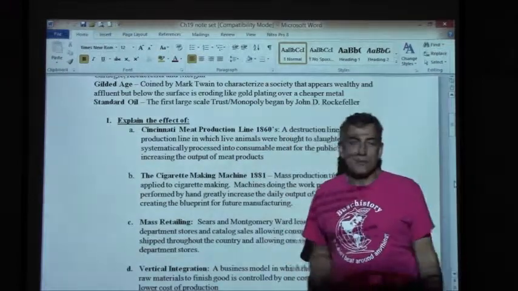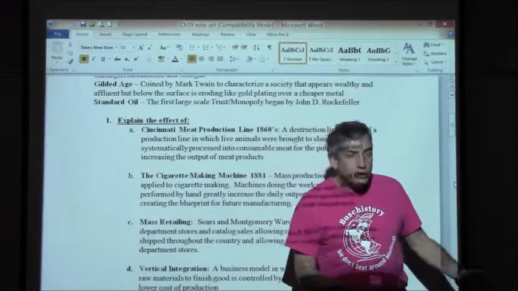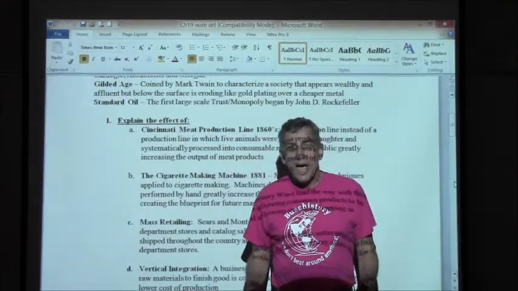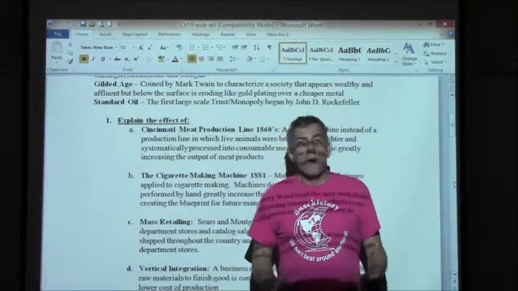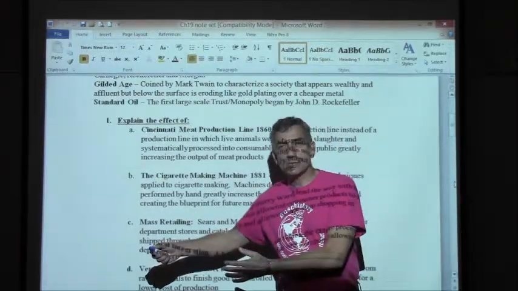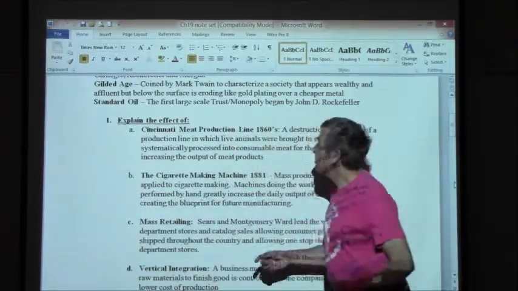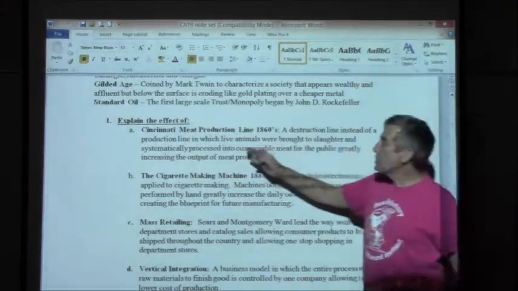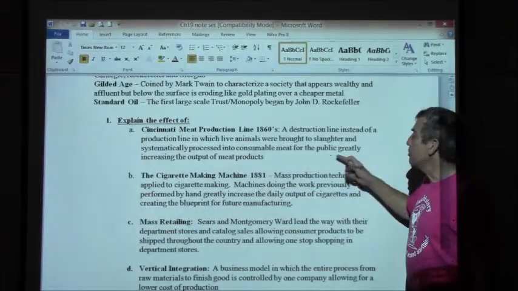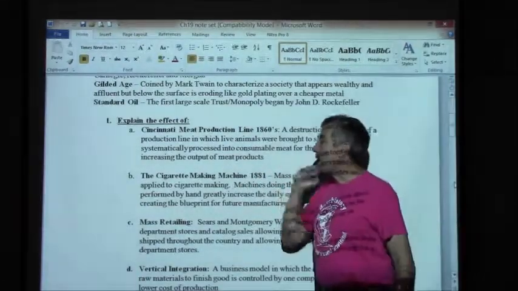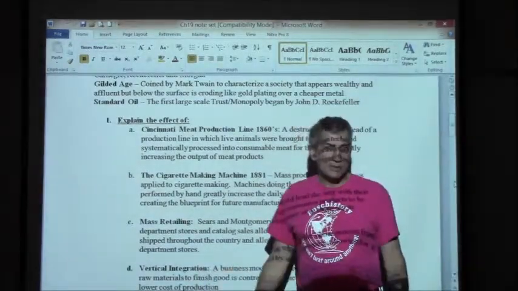This was probably horrific by modern standards. The cow would come in, would be ushered into the slaughterhouse, and it would quickly be killed. And then within a matter of moments, it would end up as steak and chops. A destruction line instead of a production line in which live animals were brought to a slaughter and systematically processed into consumable meat for the public, greatly increasing the output of meat products. So it enters walking, it leaves in cans.